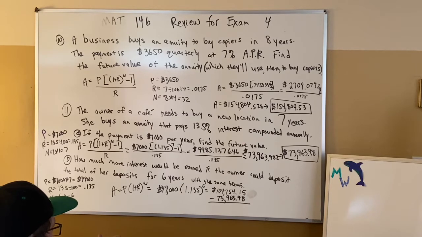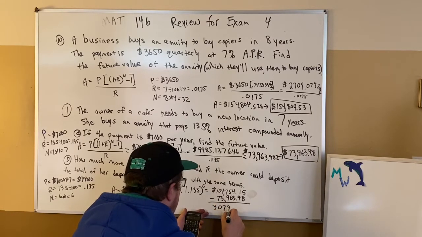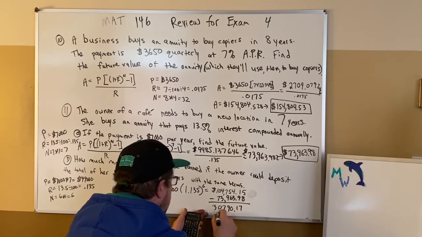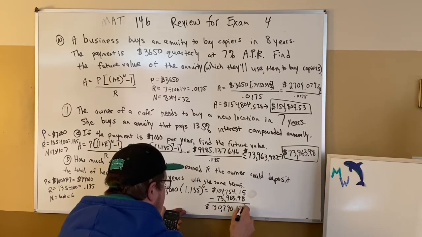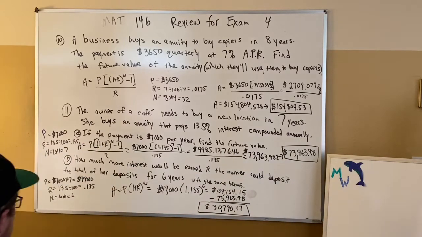Subtract. 73,963.98 equals 30,790.17. And it's over $30,000 more made by taking that second option if it's available.